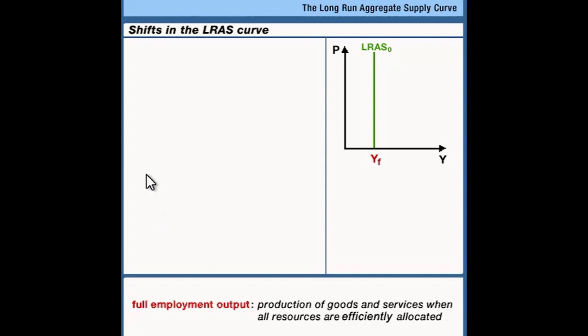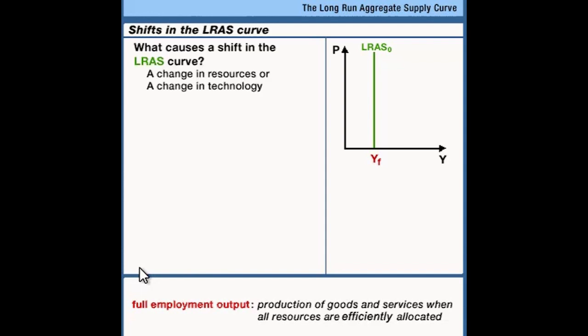What would change the speed limit of the economy? What would allow us to produce more output at any given price level? And the answer here is a change in our resource base or a change in technology. If we get more resources, say there is immigration of labor, more labor comes and joins our economy. Now we can produce more output than we could before.